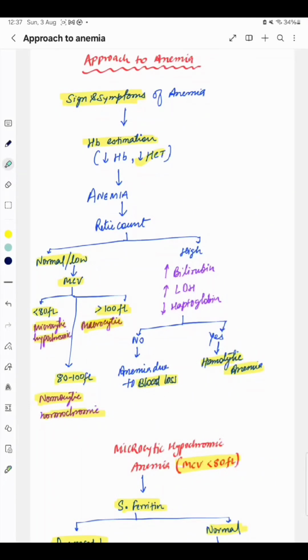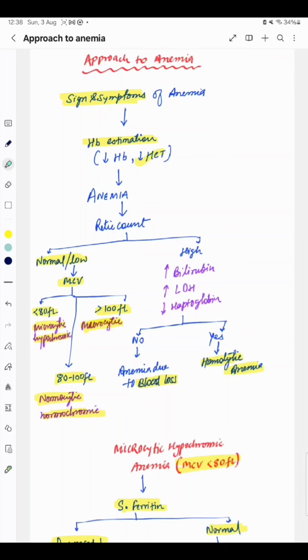Today we are going to discuss a very important topic, which is approach to anemia. Anemia is basically defined as hemoglobin level or RBC count below the normal limit. Say for example, hemoglobin normal level is 13 to 17 gram per deciliter in adult male, and 11.5 to 15 or 16 gram per deciliter in female.